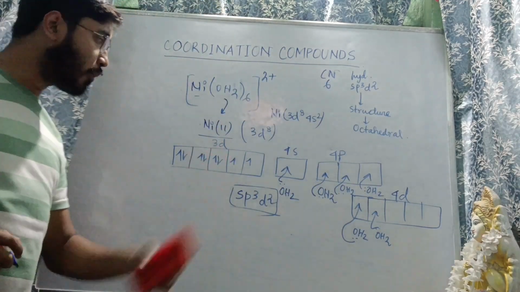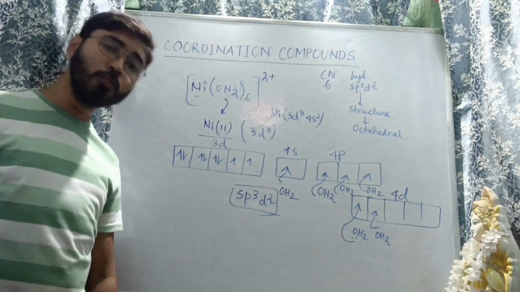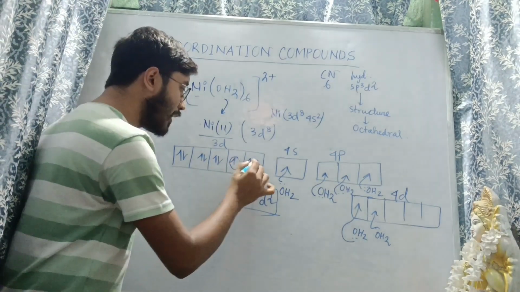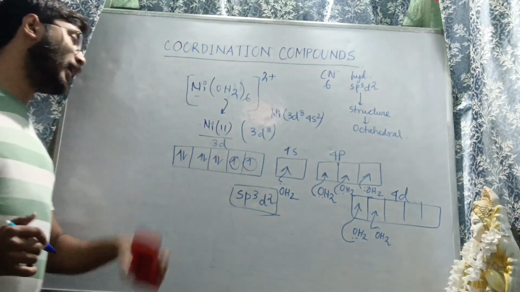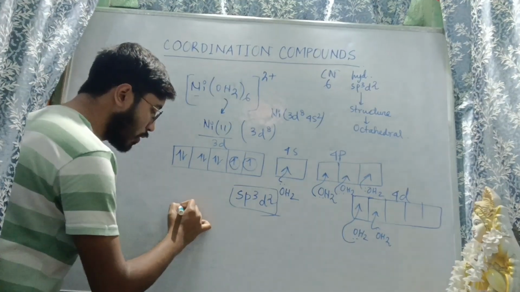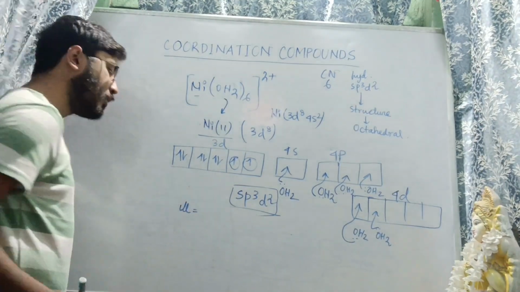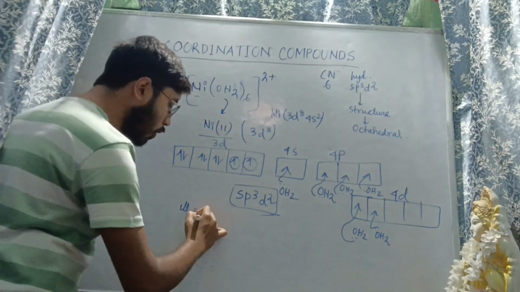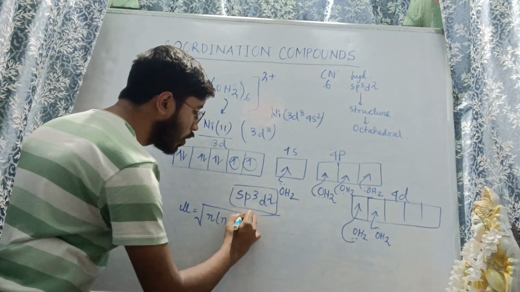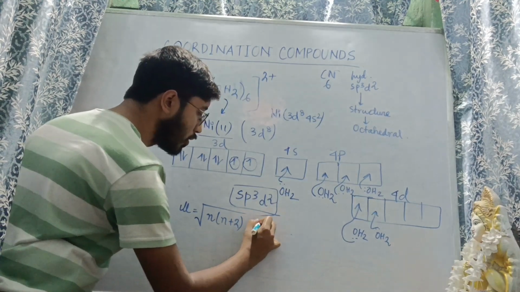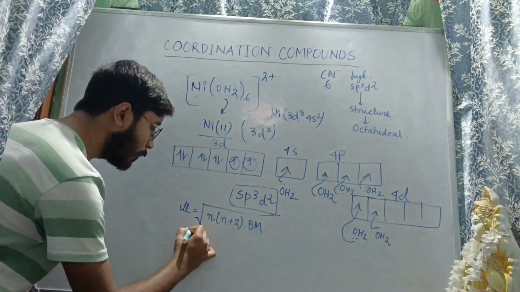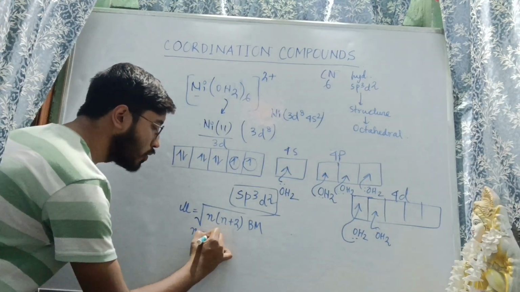And what is the magnetic behavior of the compound? We see that there is the presence of two unpaired electrons. So previously we discussed what is the formula of magnetic moment? Mu equals under root of n into n plus 2 Bohr magneton. What is the value of n here? There is the presence of two unpaired electrons. So n equals 2.